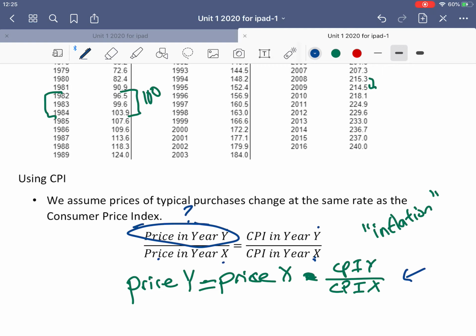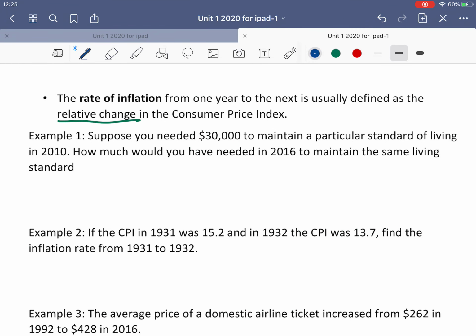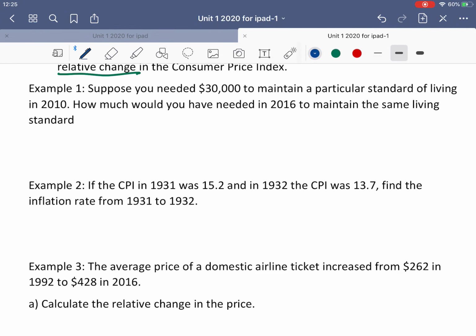So this will be a dollar that you don't know. This will be a dollar that you do know. This will be a CPI from the chart from the year that you don't know. This will be a CPI in the chart from the year that you do know. So let's try that out. Suppose you need to make $30,000 to maintain a particular standard of living in 2010. If you want that same standard of living, how much would you need in 2016?